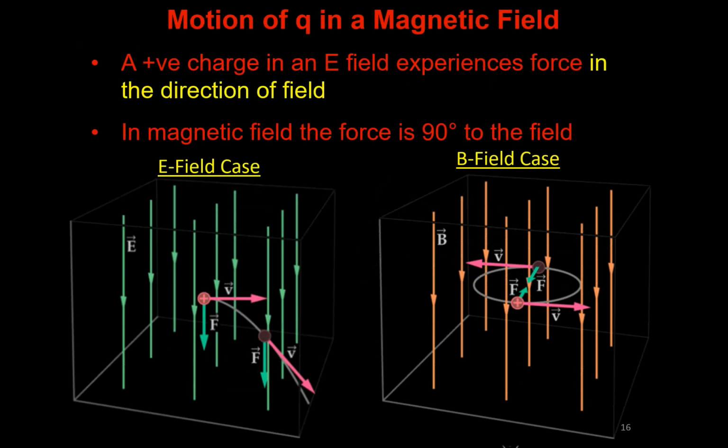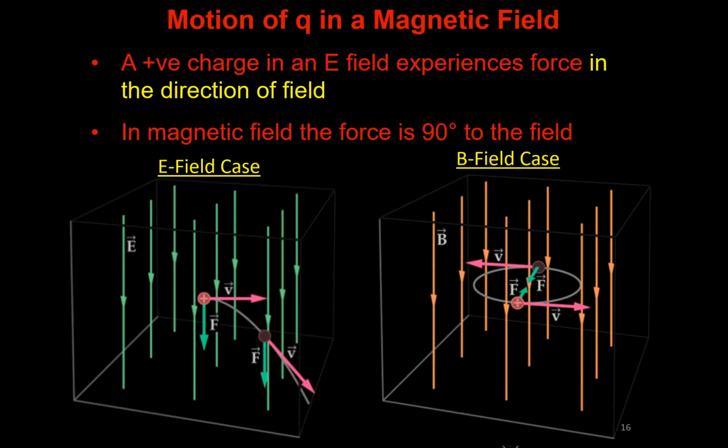Now, we've already discussed what happens when we have a charged particle moving through a magnetic field. But in some cases, you might see what's referred to as crossed fields. This is where you have an electric field in the same vicinity as a magnetic field.